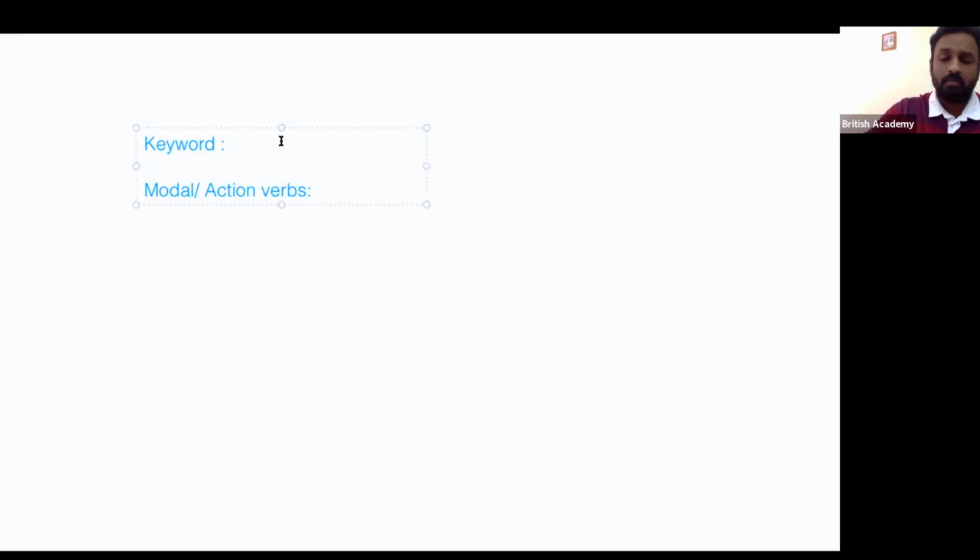Now, keywords are nothing but the noun plus the verb of the question. A noun is any name: the name of a place, the name of a person, the name of a thing. It can be abstract or it can be something you can physically touch. Understand this: a noun is any name, and the noun and verb of the question become your keywords.